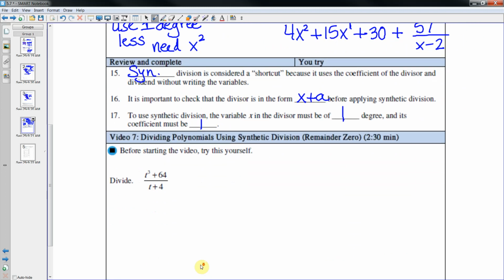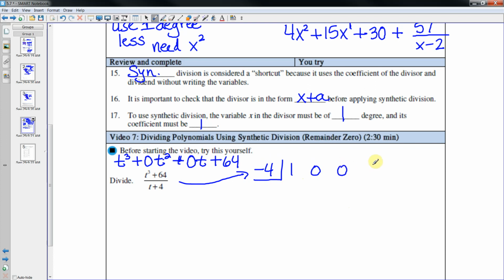Alright, so now I'm going to do this next one a little bit quicker. Here I've got t cubed, I'm missing a 0t squared, I'm missing a 0t, and then I've got a 64. I'm dividing by t plus 4, so change that positive 4 to a negative, change its sign, and then my coefficients are 1, 0, 0, 64.